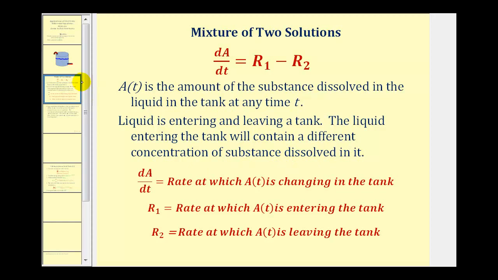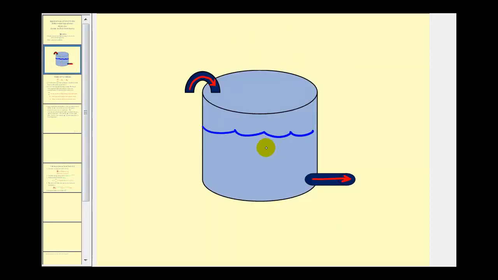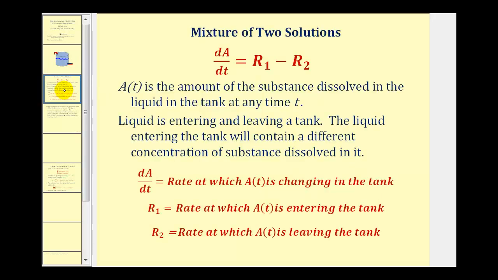So what we're saying is, we have a tank that contains a certain concentration of a solution. A different concentration is entering the tank, which instantly mixes with the current solution, and then the new solution is pumped out of the tank. So if this is the case, we can say that dA/dt is equal to R sub 1 minus R sub 2, where dA/dt is the rate at which A of t is changing in the tank, R sub 1 is the rate at which A of t is entering the tank, and R sub 2 is the rate at which A of t is leaving the tank.